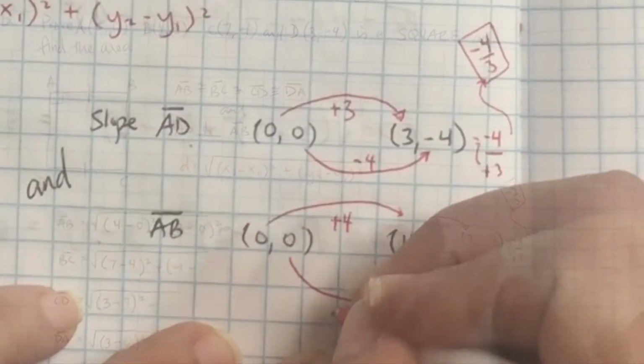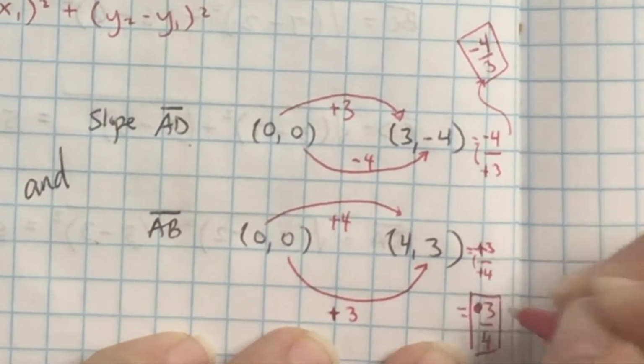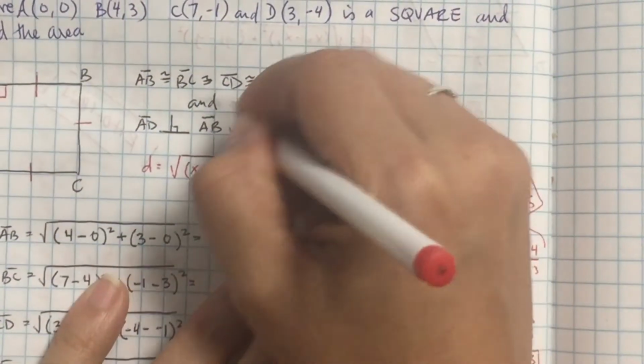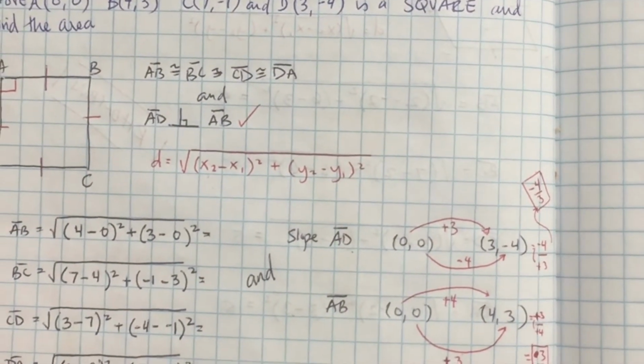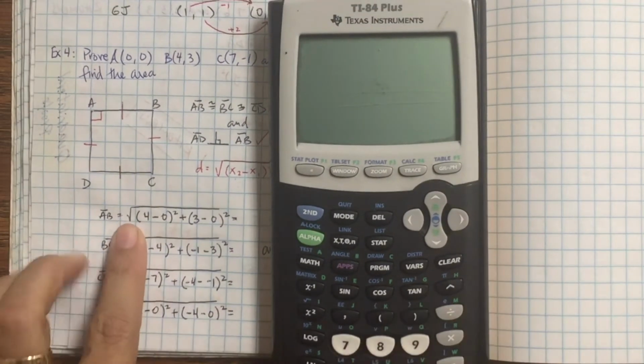All right, so remember, to find perpendicular, you have to flip it and change the sign. And if it's the same, then it's perpendicular. So I've corrected my mistake. So flip that. 3 goes on top, 4 on the bottom. Change the sign, becomes positive. So yes, it's perpendicular. Let's punch all of these into the calculator and see if they're equal. All of them have to be equal.